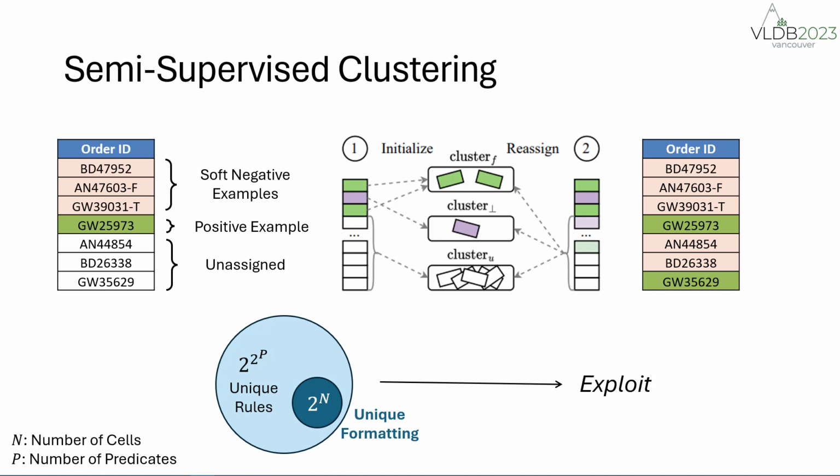For example, in the example shown in the slide, the first 3 cells are soft negative examples, and the 4th cell is a positive example given by the user. These cells are then clustered, and finally we get the noisy formatting predictions for the column.